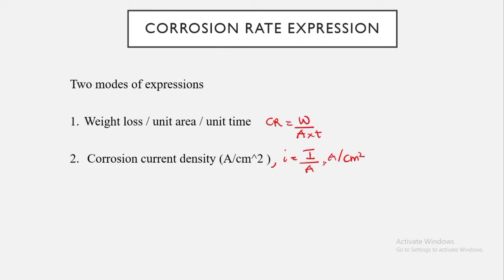Let's note something here. For this, we can establish that the corrosion rate, CR, is directly proportional to the corrosion current density. Therefore, when more electrons are released, higher current is also released, and therefore the corrosion rate increases. Because the corrosion rate is directly proportional to corrosion current density, when there's a high current density, that means the corrosion rate will also increase.